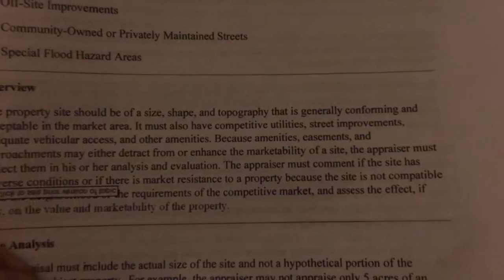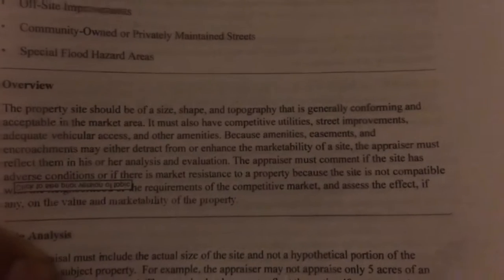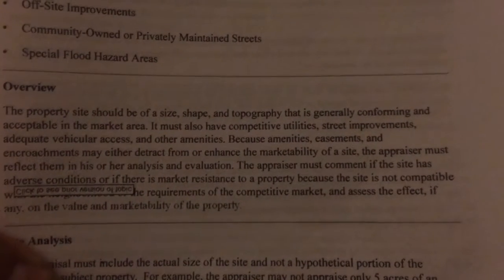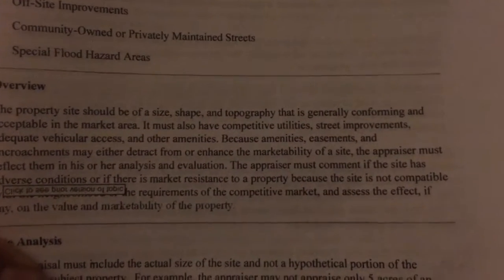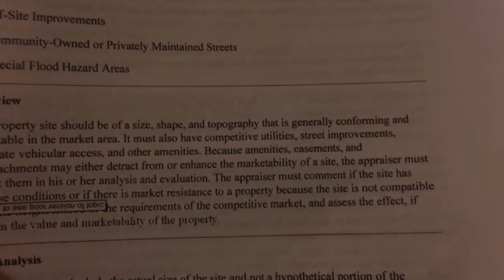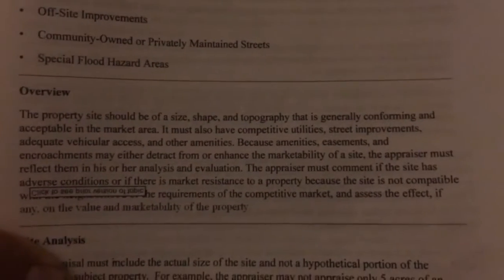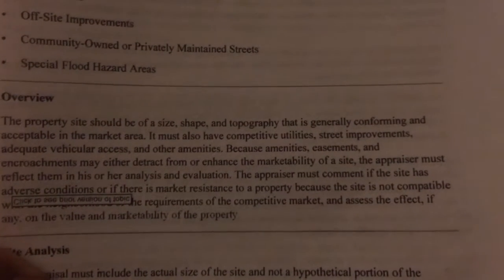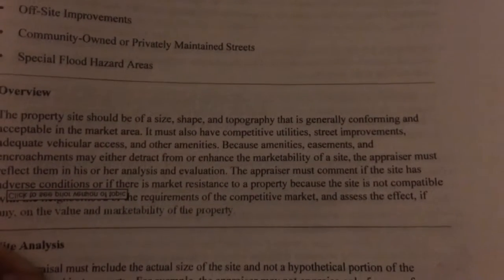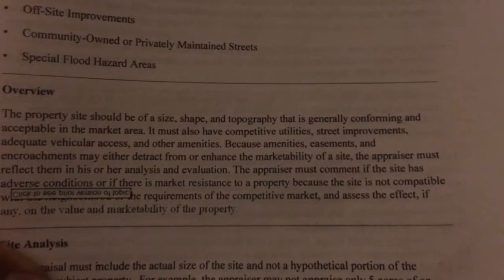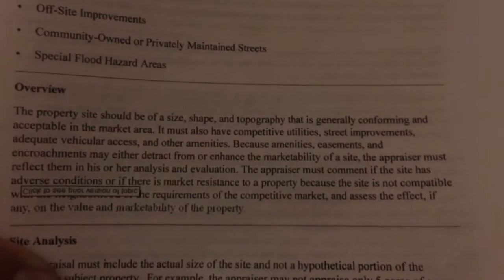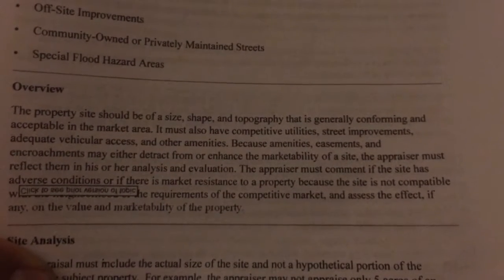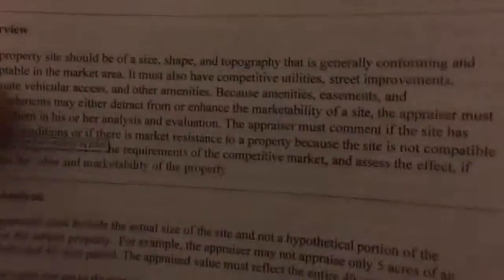The appraiser must comment on if the site has adverse conditions or if there is market resistance to a property because the site is not compatible with the requirements of the competitive market, and assess the effect, if any, on the value and marketability of the property.